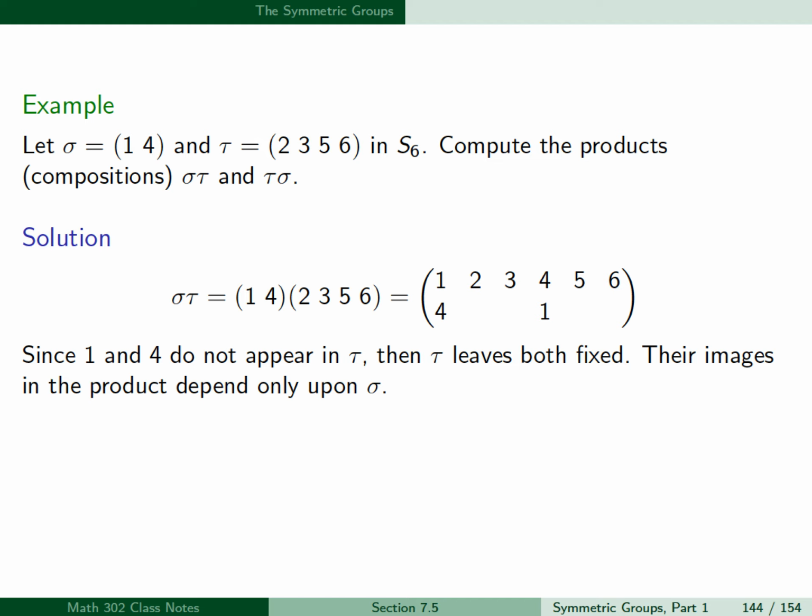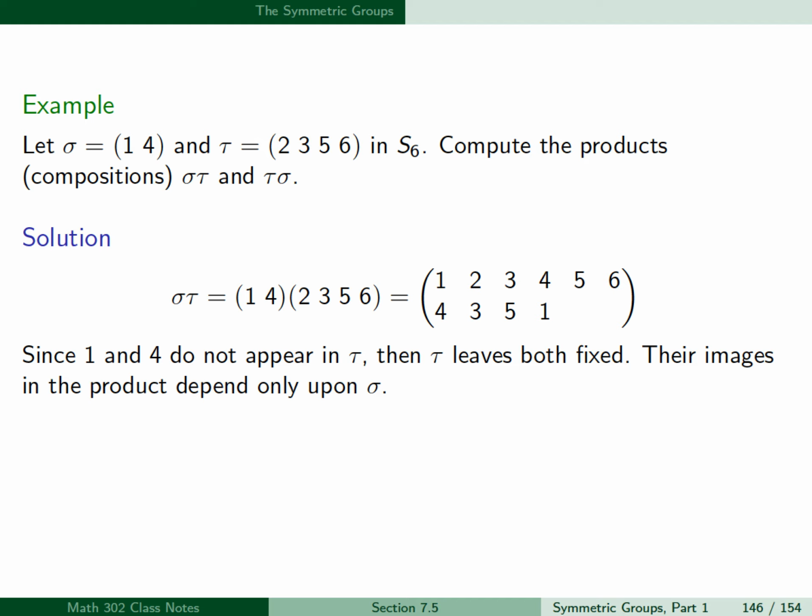Now let's look at 2, 3, 5, and 6. Well, in tau, 2 maps to 3, and sigma leaves 3 fixed. In tau, 3 maps to 5, and sigma leaves 5 fixed. So in the product, 3 maps to 5.